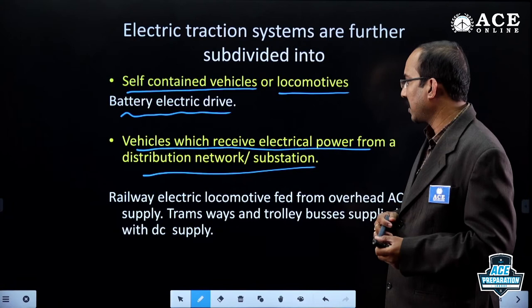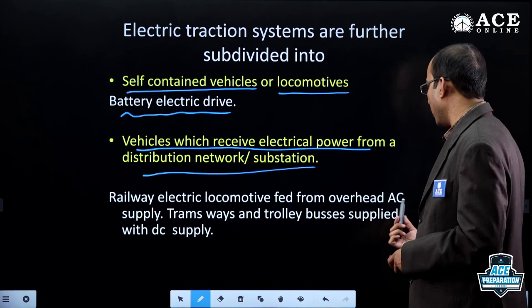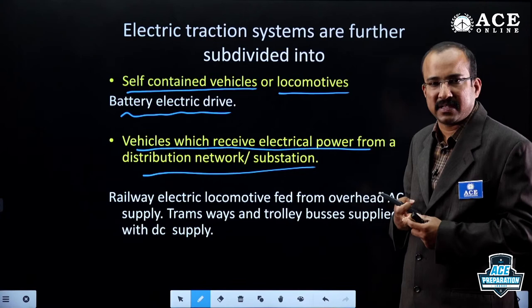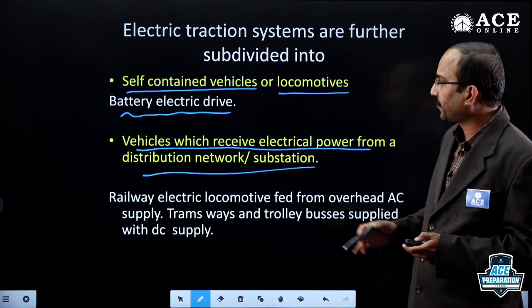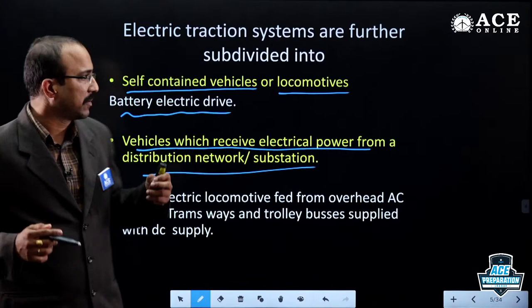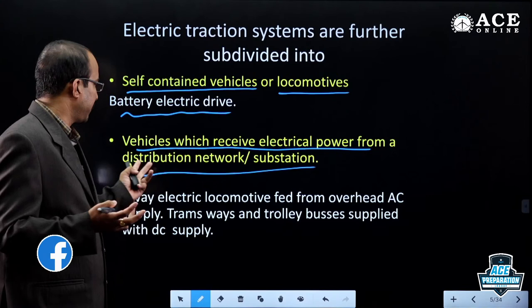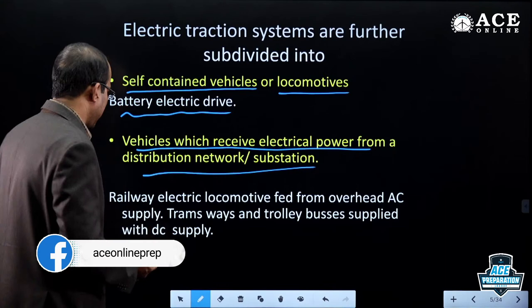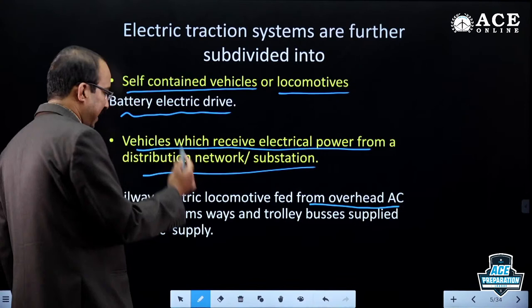Railway electric locomotives are fed from overhead AC supply. Generally, our trains are fed from overhead AC supply, no? And trolley buses are supplied with DC. This is the application point of view. So, electric traction systems are again of two types: they are self-contained, or they get the source from the distribution network or substation. Here, fed from overhead AC supply in the case of railway electric locomotives, and DC supply in the case of tram cars.